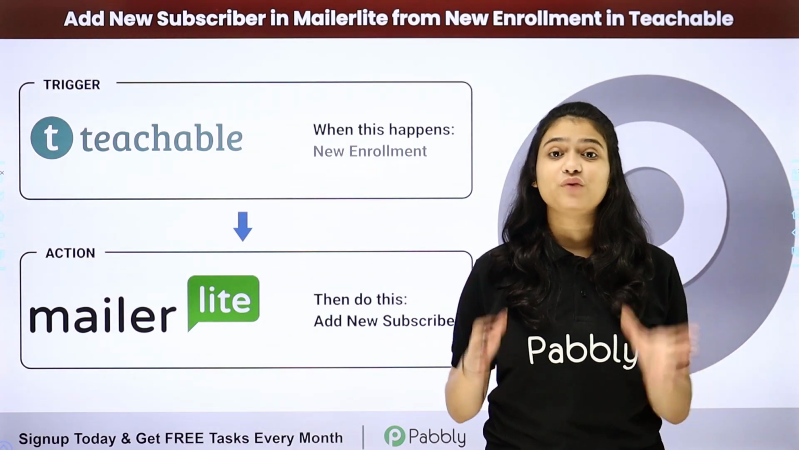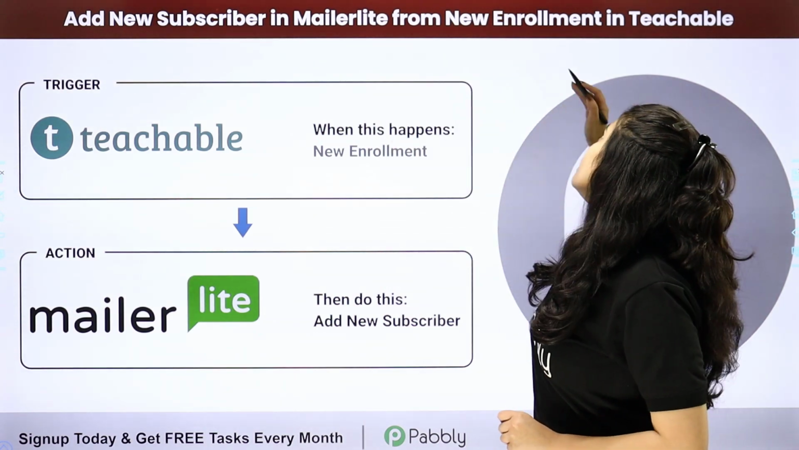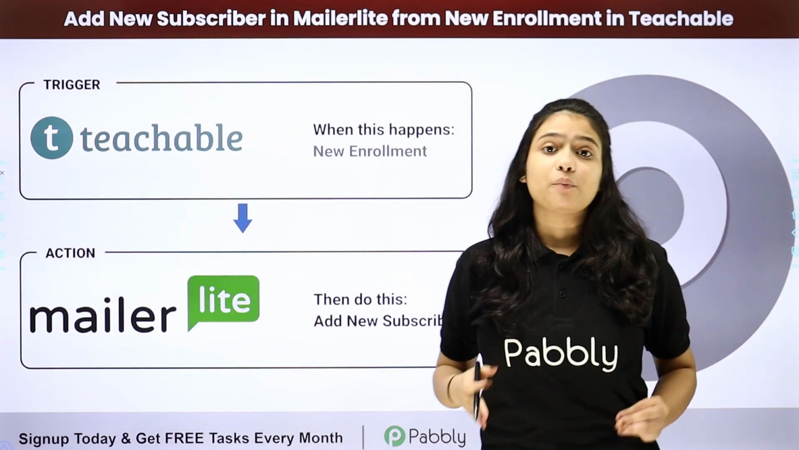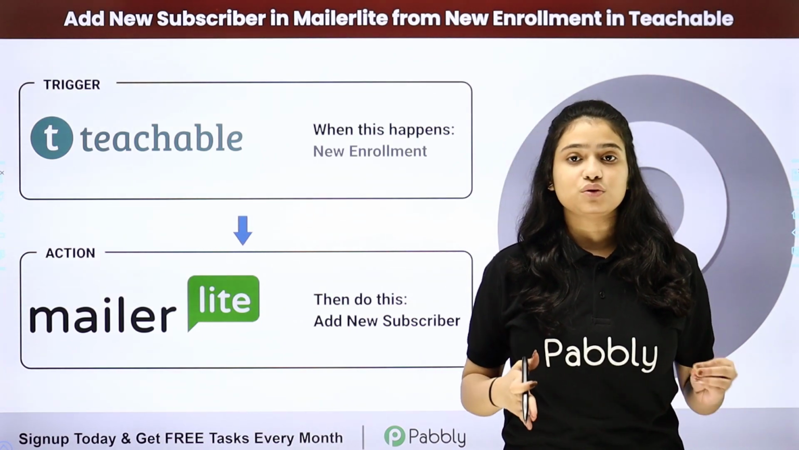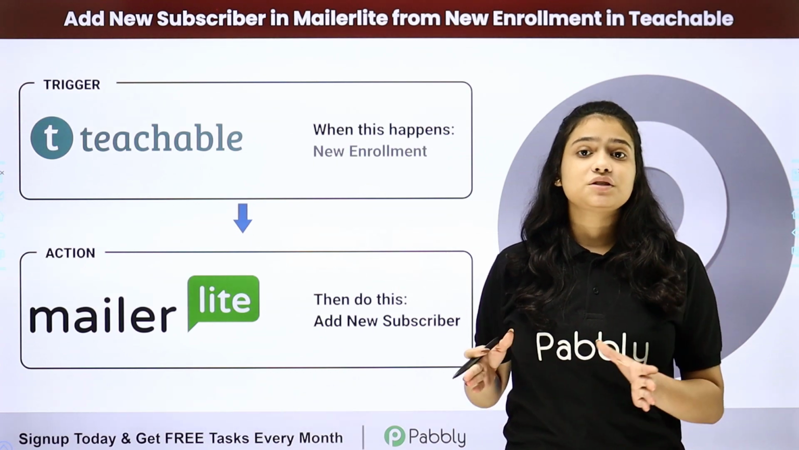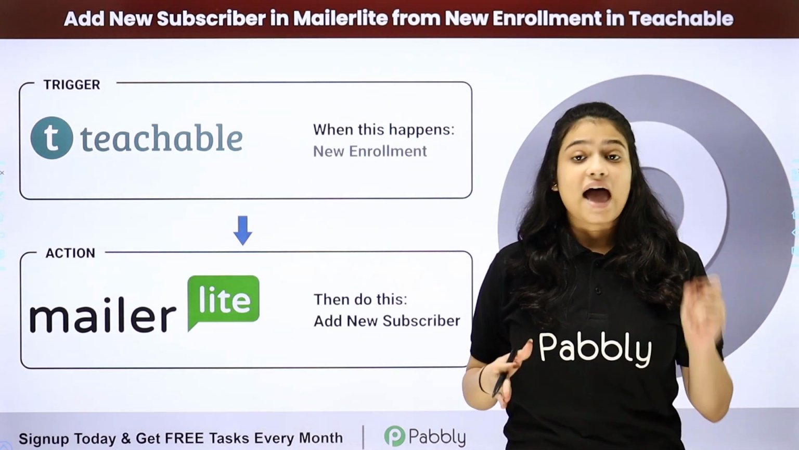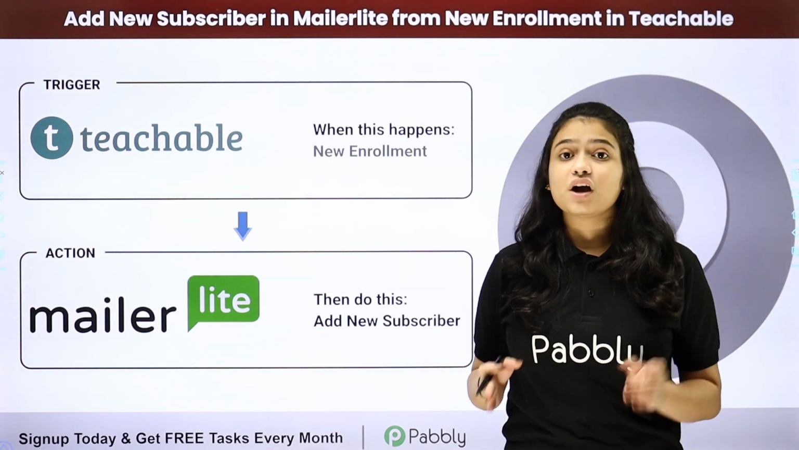In today's video, we are going to learn how to add a new subscriber in Mailerlite from a new enrollment in Teachable. Now suppose we got a new enrollment by a student for a particular course in our Teachable account, and we want that the same student should also be added as a new subscriber in our Mailerlite account, and that too automatically. So how are we going to do that?